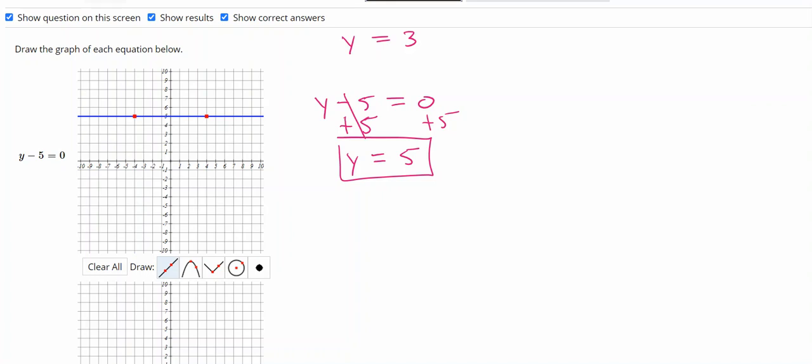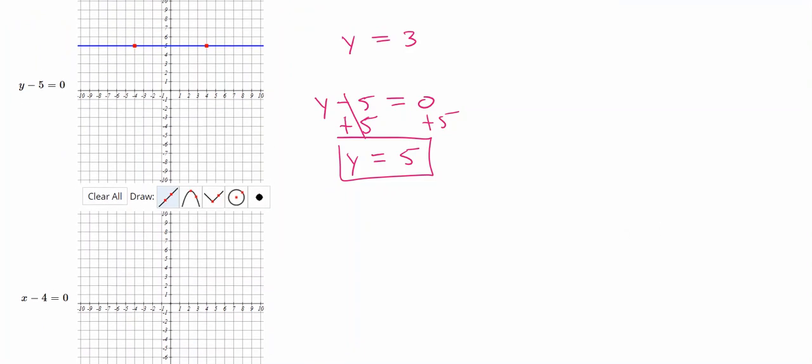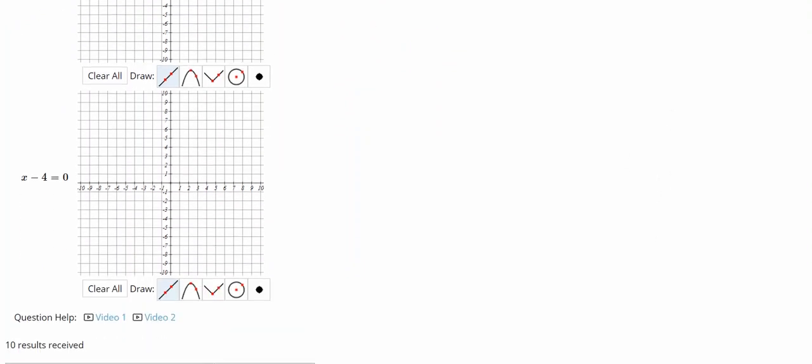All right, so now the next one will be very similar, right? So if we move on down here, now we have x minus 4 is equal to 0. So again, I don't want x minus 4 is equal to 0. I want x is equal to something, right? So I got to get that 4 out of there. I got to get that 4 to that side. So same thing. We're going to add 4 to both sides. So plus 4 and plus 4. So we get x is equal to 4.